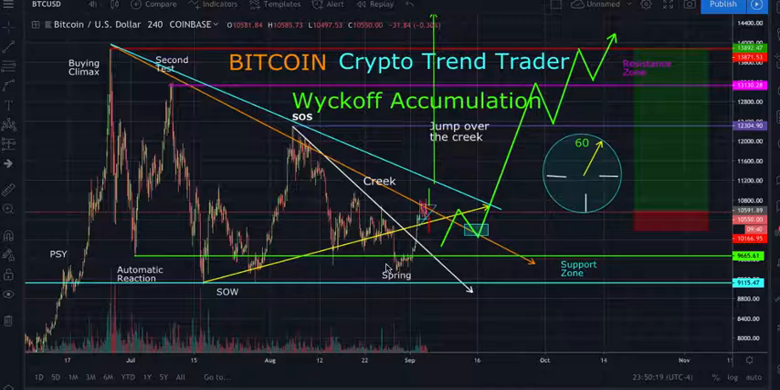And now what we did is we sprung, basically we got the spring, we got a fake breakout out of this pattern and brought us straight back into the pattern that we were initially in. We're back in the symmetrical triangle.